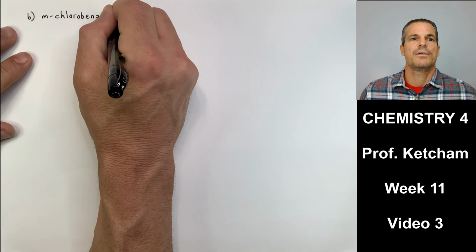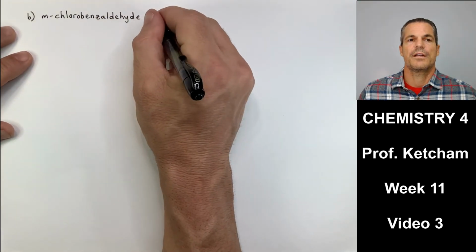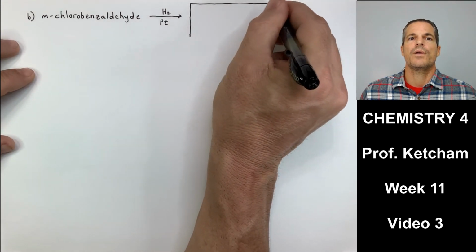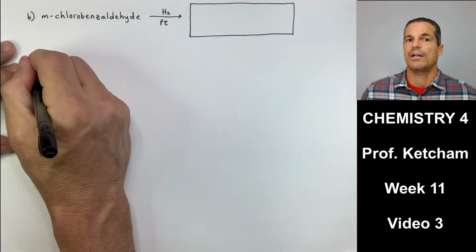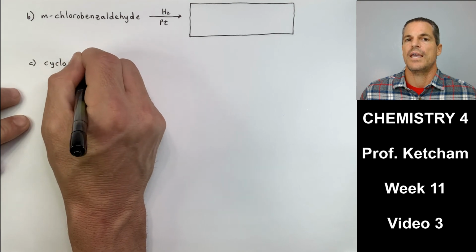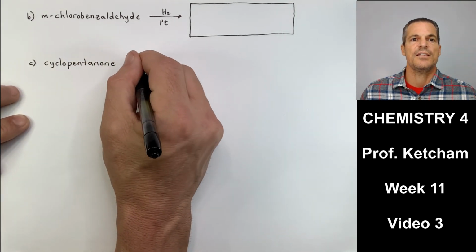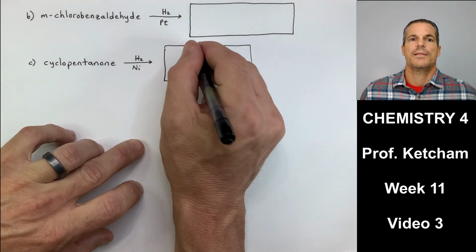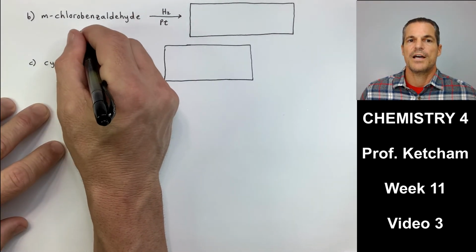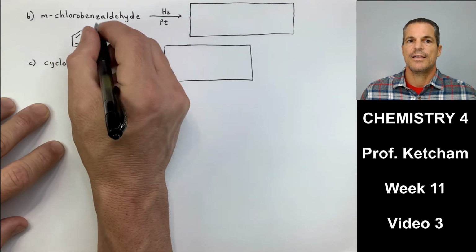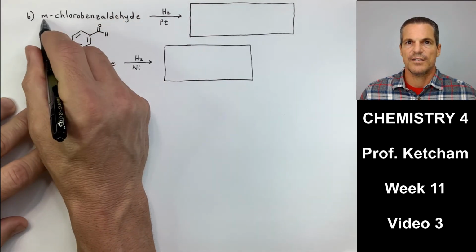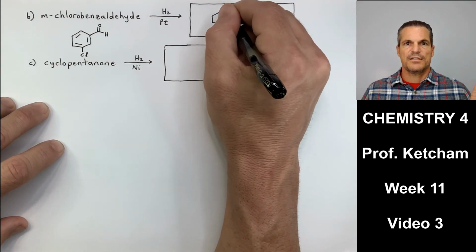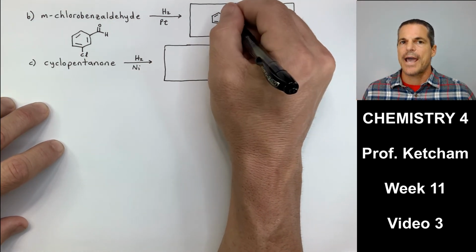Here's another example. M, you remember M? This is meta. This is 1,3 substitution. But at any rate, we are going to reduce the aldehyde here to an alcohol. In C, cyclopentanone, that's a ketone. And again, the reagents are H2. By the way, the Pt and the Ni you will never see written into the product. Pt and Ni are never a part of any product in this class. Pt and Ni are catalysts.